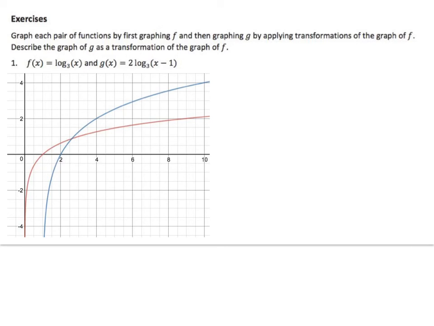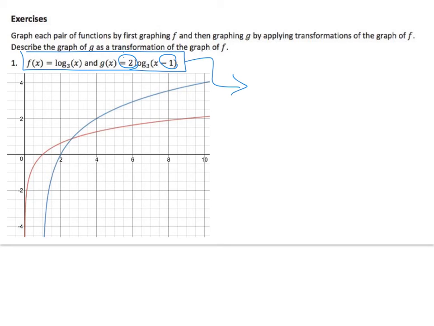All right, I have 4 more slides. Now we have the exercises that we're going to practice with just a little bit. Graph each pair of functions by first graphing f and then graphing g by applying transformations of the graph of f. Describe the graph of g as a transformation of the graph of f. I use Desmos because it's an awesome way to graph. But we should be able to just look at this and decide what my transformation is going to be between f and g. That's how I'm changing it.